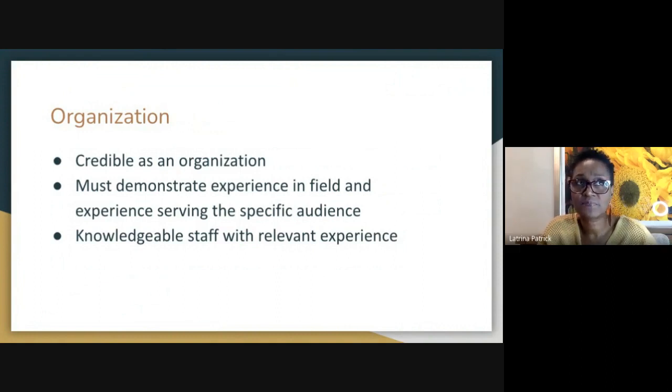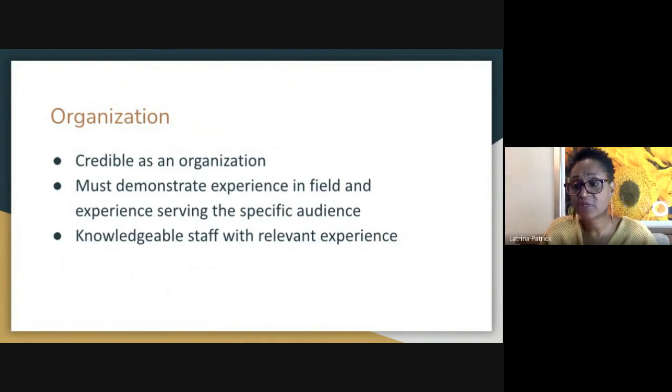So you can't really have that out the gate if you're brand new and you're brand new doing a specific service. That can work to a disadvantage. So you need to be knowledgeable in the sense of having that expertise that people believe in. And then finally, you need to have knowledgeable staff with relevant experience.